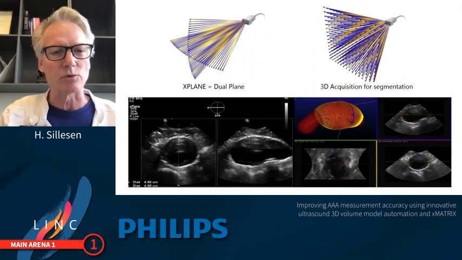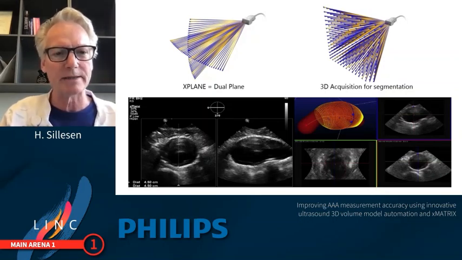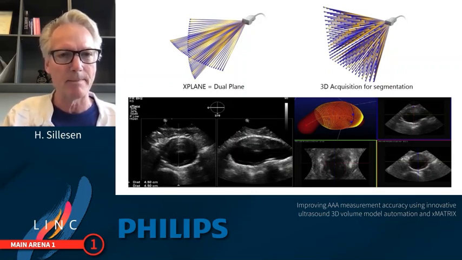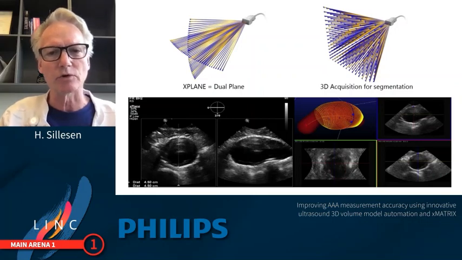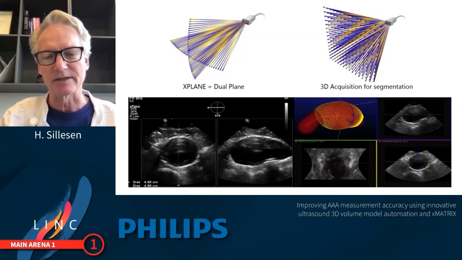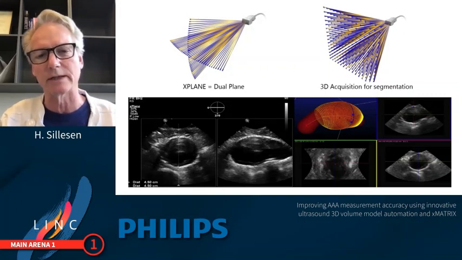And the 3D transducer works in two ways. We can do live imaging in two planes, as you see on the left, the so-called X-plane or dual plane. If you look below, on the left, you will see an aortic aneurysm in transverse and in longitudinal scanning. And apart from that, we can also do a full 3D volume acquisition and then have a segmentation of the aneurysm, and then this model is built, which shows the center line, and it also identifies the maximum diameter according to the center line.